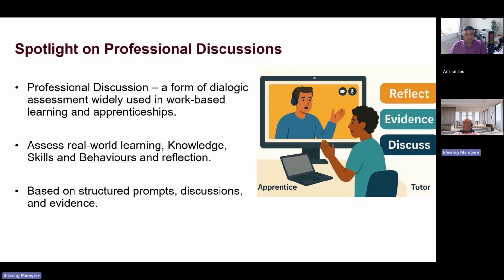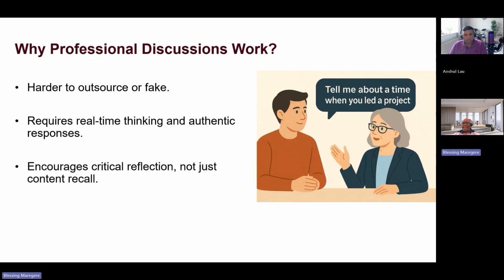So why are professional discussions more effective compared to traditional assessments? Unlike written assessments, professional discussions are resistant to AI shortcuts. You can't just put in a prompt and get an answer. As I assess professional discussions, I'm looking at the authenticity, actually understanding if that learner, that apprentice, has been able to actually apply that in the workplace. Have they actually done that work?